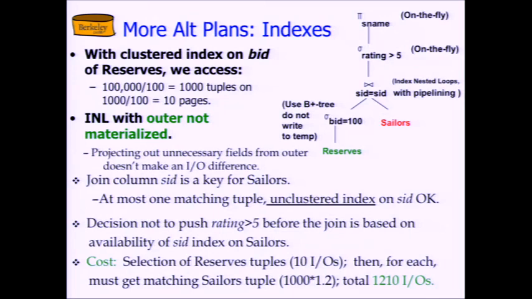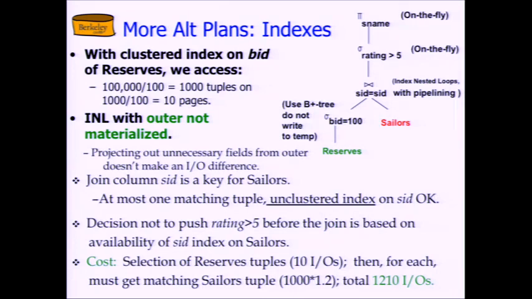Because we're using the index, it's not really all that meaningful to have the selection below the join. So think about this. You get a tuple from reserves. You're going to do an index lookup in the index on sailors by SID. And when you get the match, you send it to the output. Right? Does it matter whether you think about applying the selection after the join or before the join?